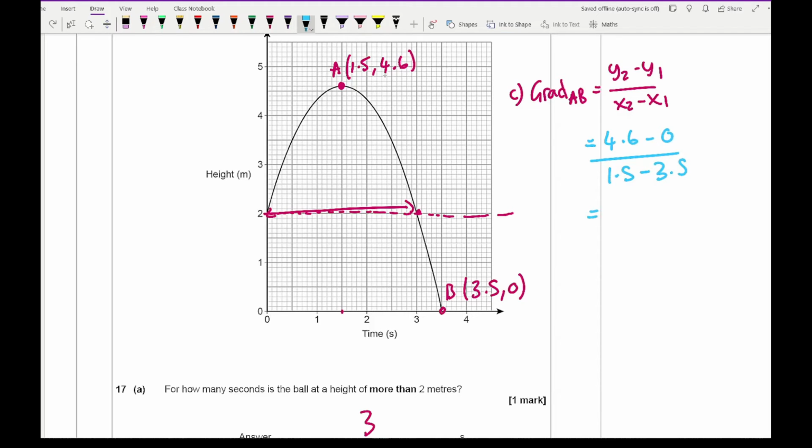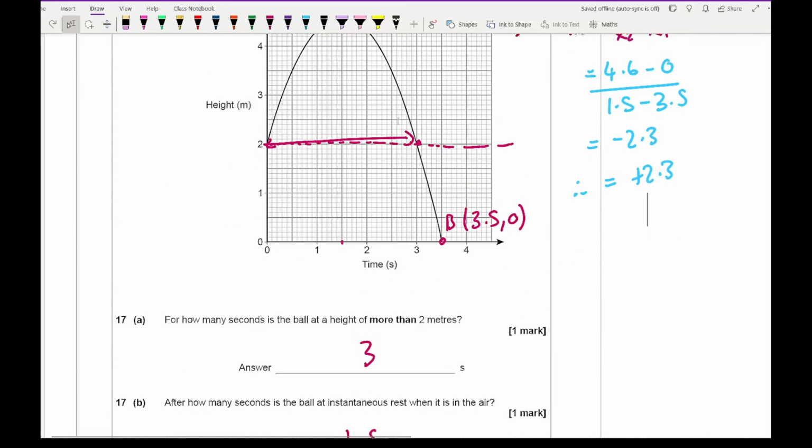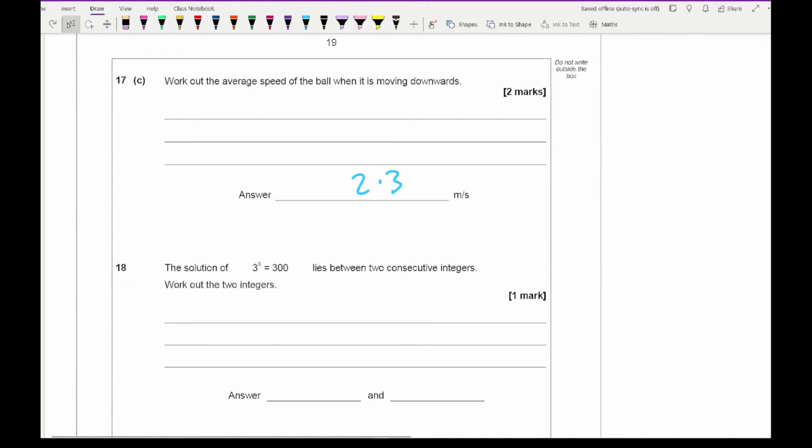If I type that into my calculator, I get minus 2.3. But because I'm looking at average speed, and the speed is going down, it's going to be positive 2.3, and the units are already mentioned, which is meters per second. So there is my final answer for 17C: it's going to be 2.3.